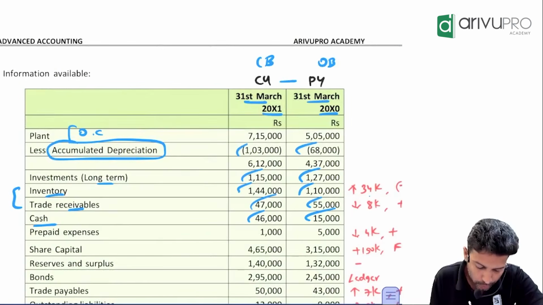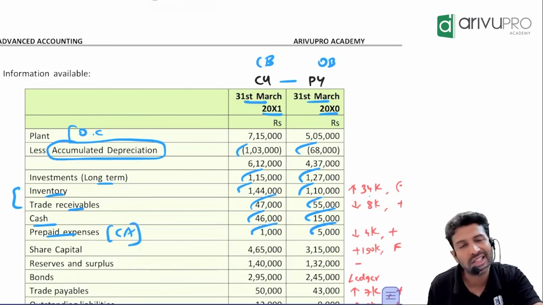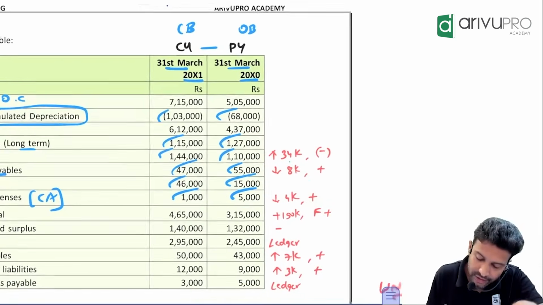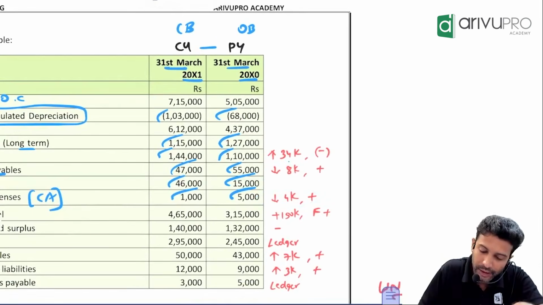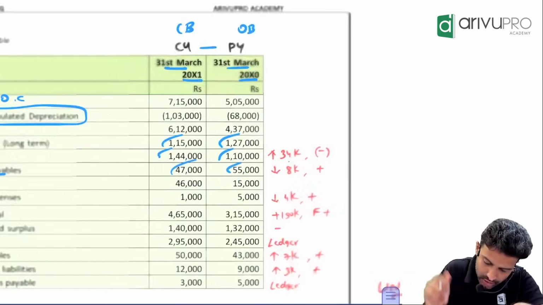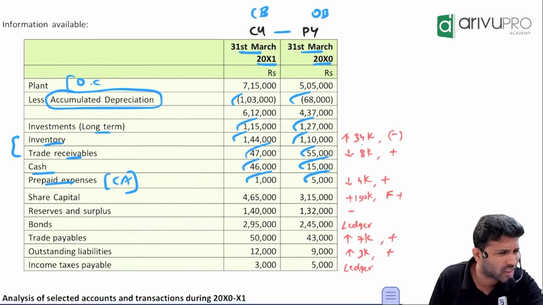Next. What is next? Prepaid expense. Opening 5. Prepaid expense is also a current asset. Opening 5, closing 1. Increased or reduced? Reduced by how much? 4. Decrease in current asset means plus. Where will you add back? Working capital changes, 4 added back. Yes.